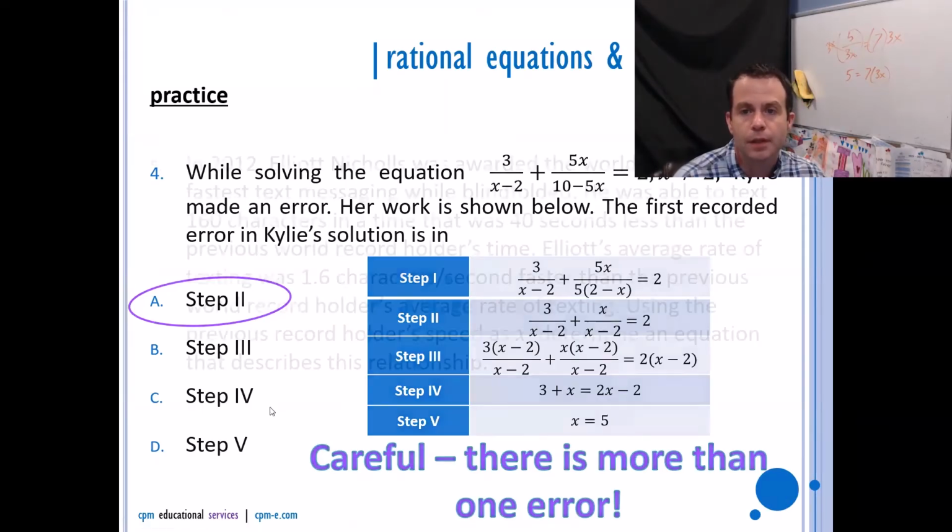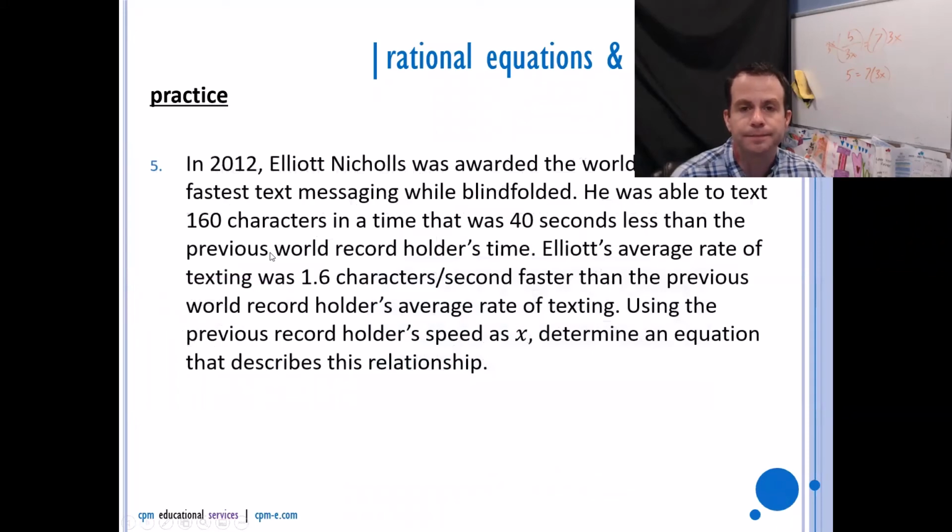All right. In 2012, Elliot Nichols was awarded the world record for the fastest text messaging while blindfolded. Everybody needs a hobby. He was able to text 160 characters in a time that was 40 seconds less than the previous world record holder's time.